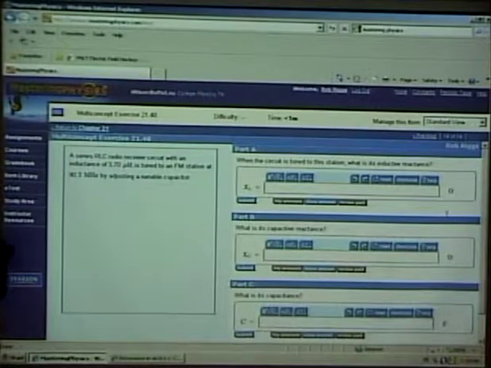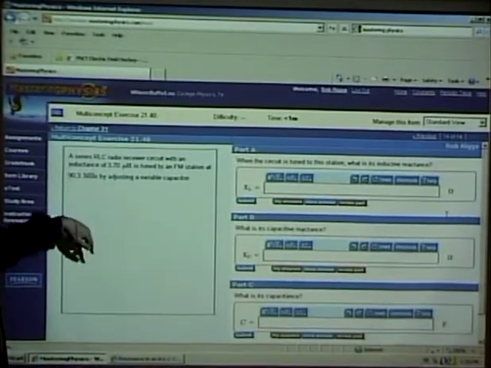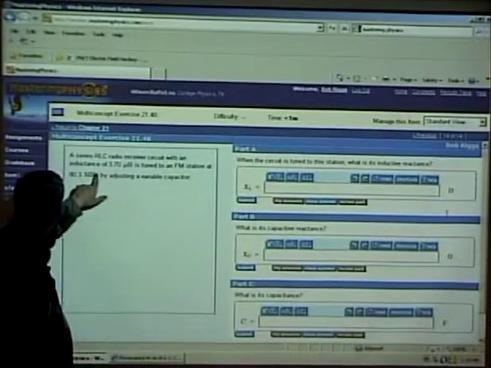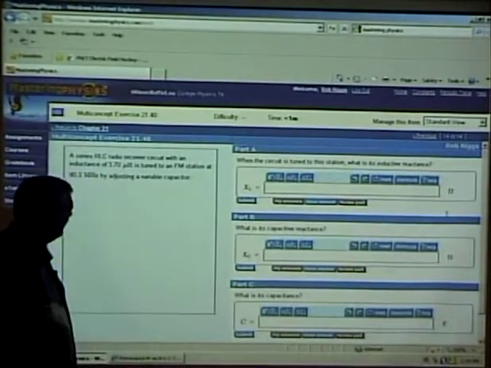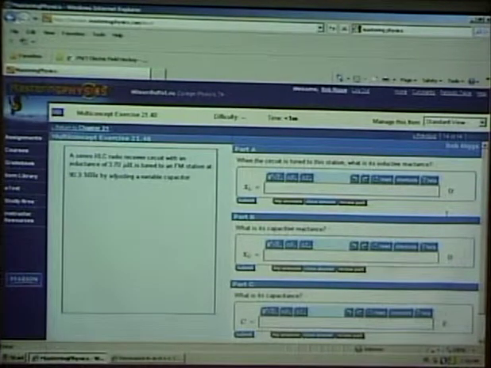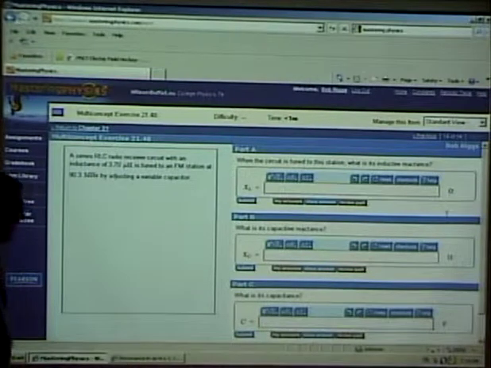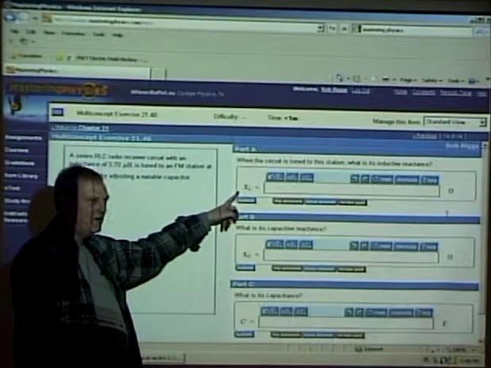All right, anyway, so this is just a good old straight RLC circuit. We've got our Henrys here. We've got our frequency here. And so we're going to figure out what our XL is. What's the capacitive reactance? Okay, the capacitive reactance, XC, has to equal XL for this radio to work. Okay?